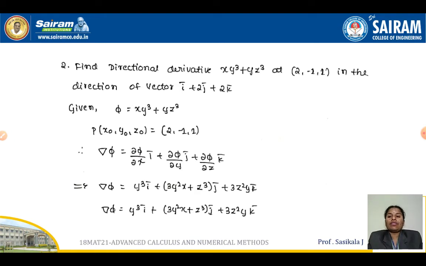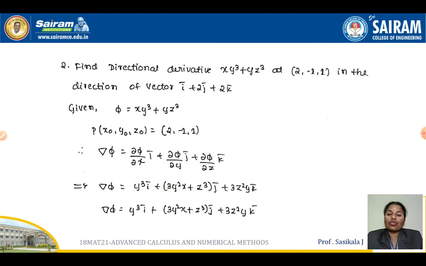Okay. So the next question: find the directional derivative of x y cube plus y z cube at 2 minus 1 1 in the direction of the vector i vector plus 2j vector plus 2k vector. Similar to the previous one.